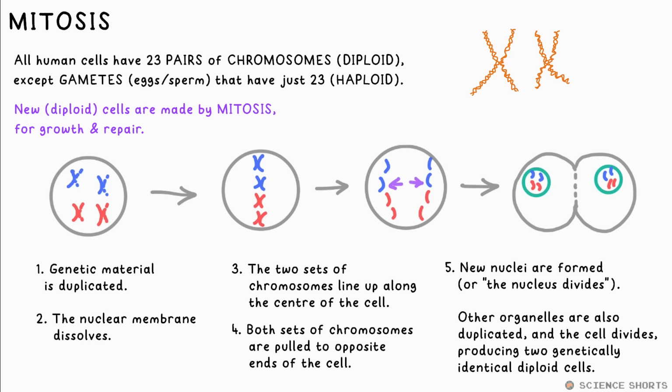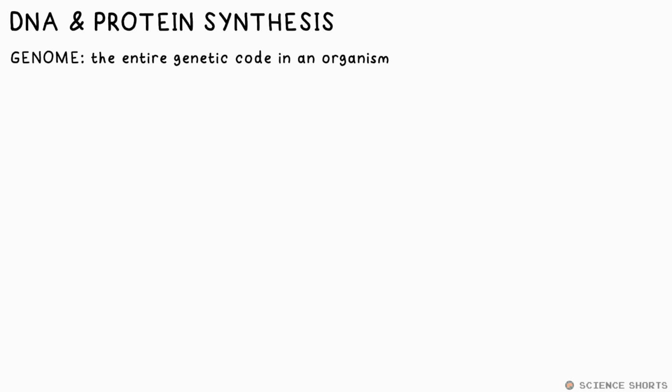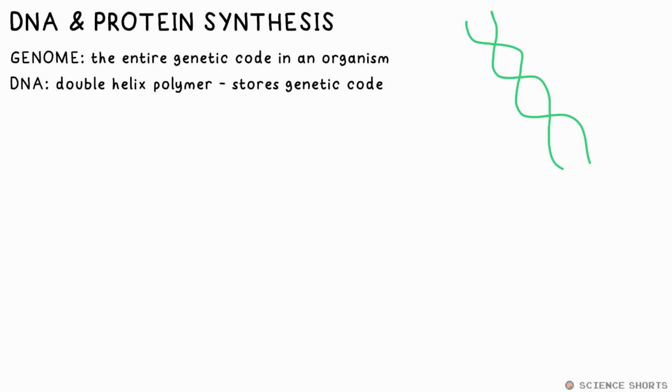By the way, you might hear that the nucleus divides, which isn't quite right, but you'll get the mark if you put that. Genome is the term given to all the genetic material in an organism. This code is stored in DNA, of course, which is a two-stranded polymer in a double helix shape. A gene is a section of DNA that codes for a specific protein.